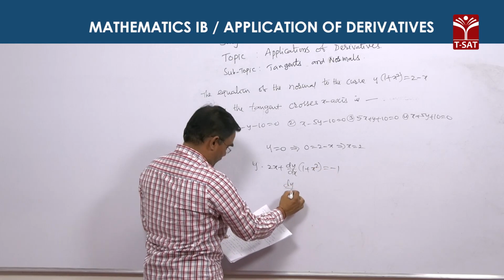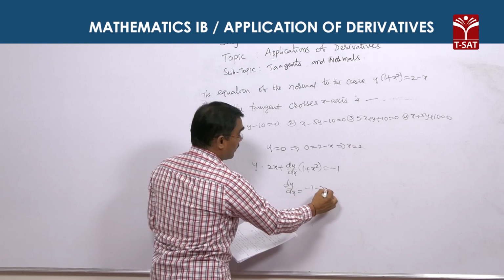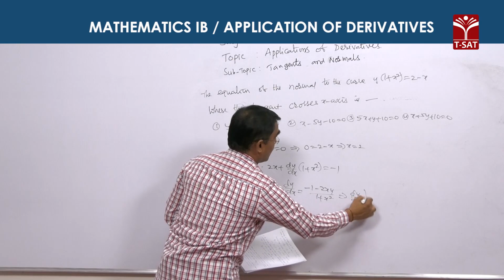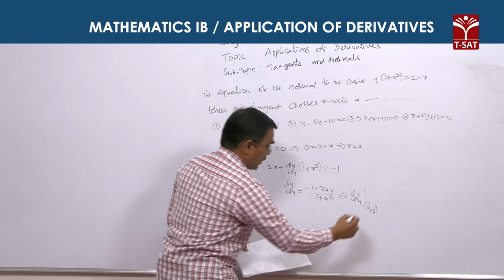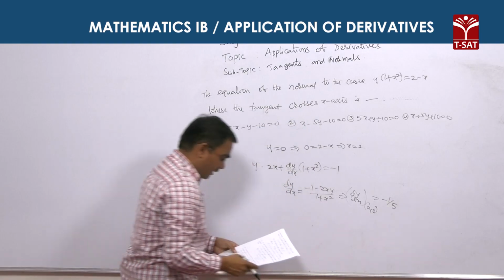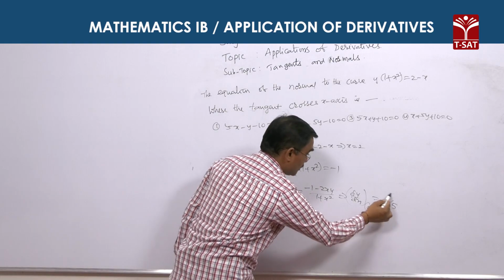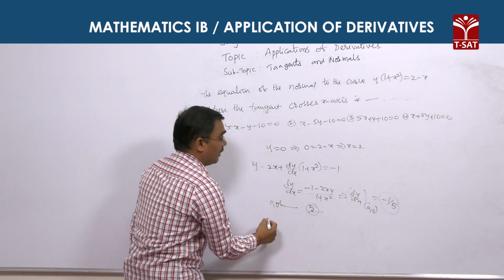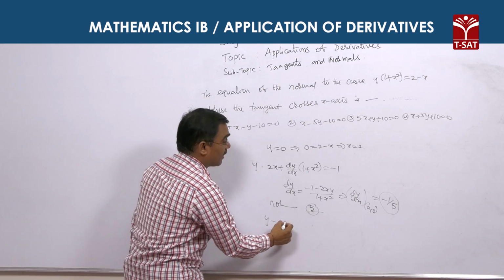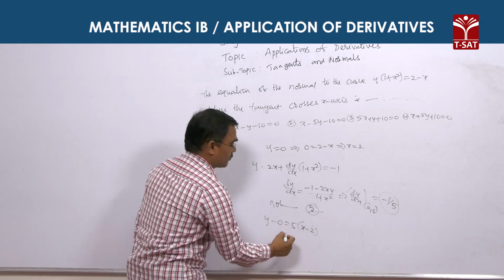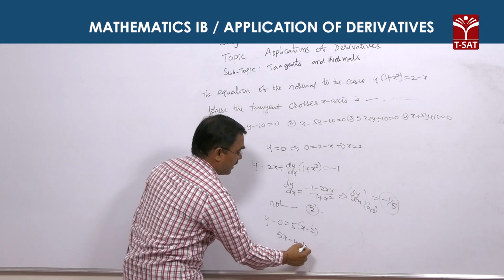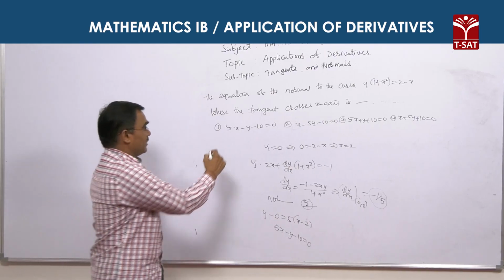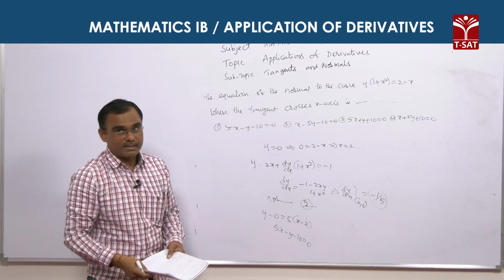From this, the slope of the tangent is dy/dx = (-1 - 2xy)/(1 + x^2). This implies the slope of the tangent at the point (2, 0) is -1/5. The slope of the normal is 5. Therefore, the required normal equation is y - 0 = 5(x - 2), that is 5x - y - 10 = 0. This is the required equation of the normal.